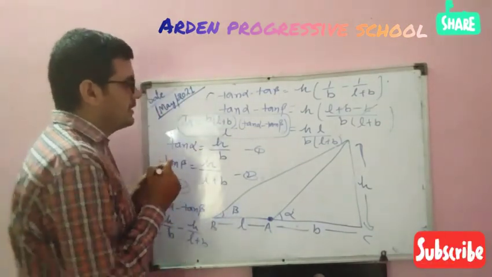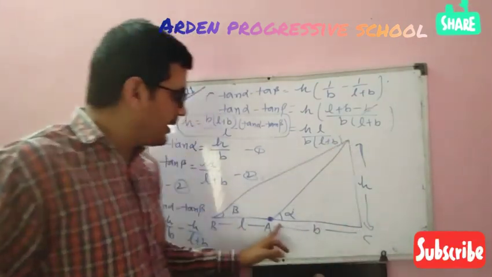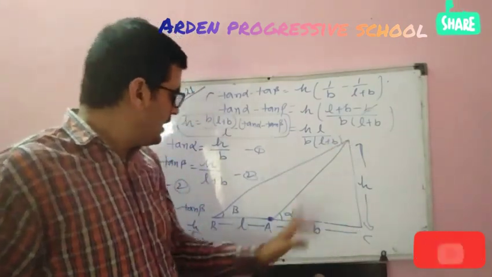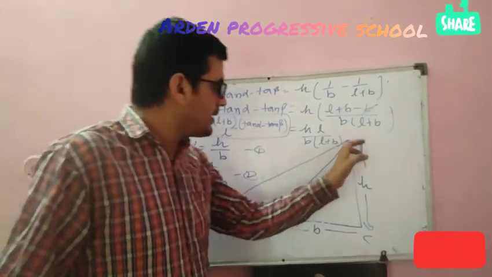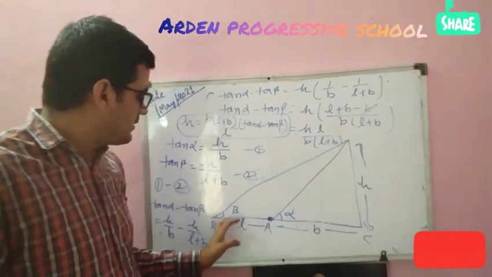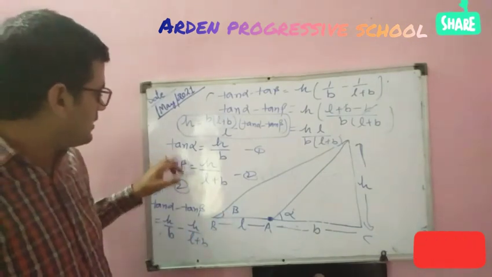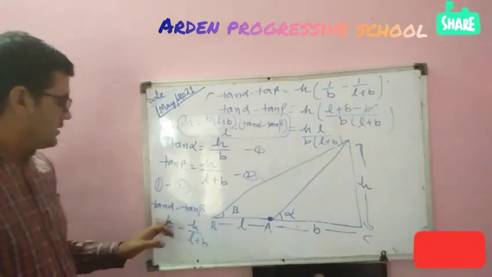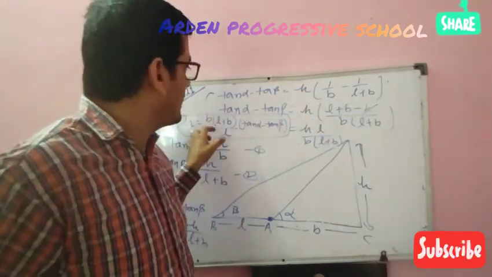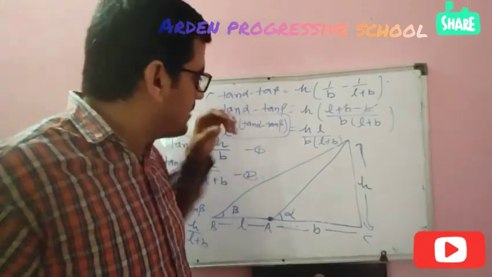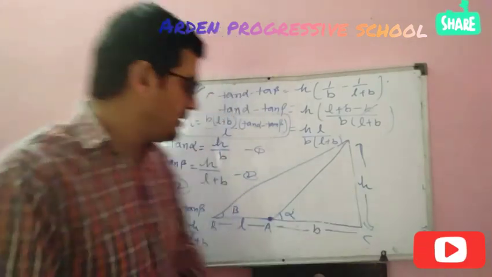Okay, what have I done? We have a tower and this is the river of width b, and A and B are the two points of observation. From here I took tan alpha equals h over b, and then tan beta equals h over L plus b. Then I subtracted, tan alpha minus tan beta, then took h common, then took LCM, and finally calculated h. By using this method we can calculate the height of this tower.